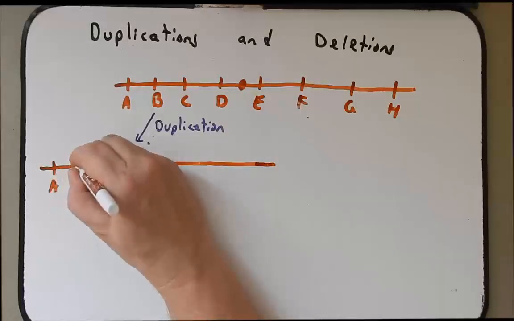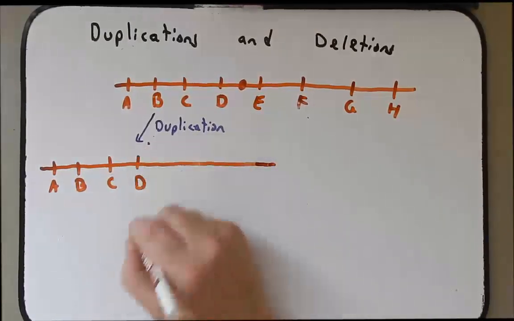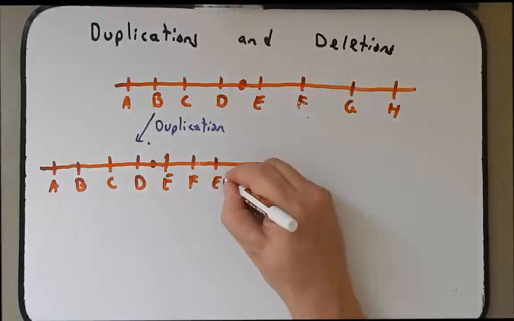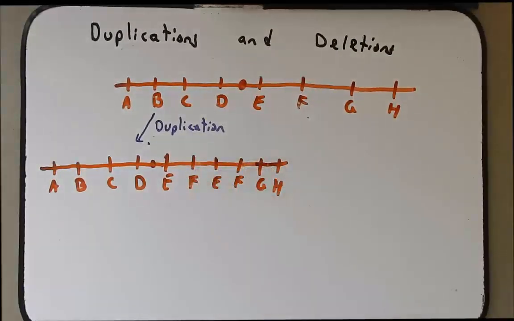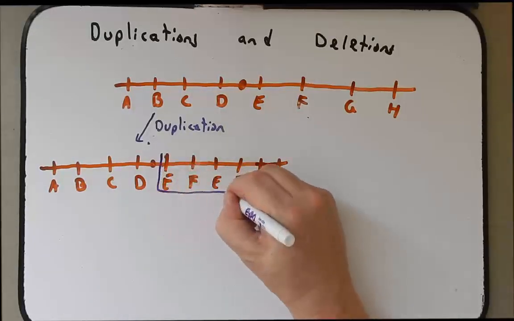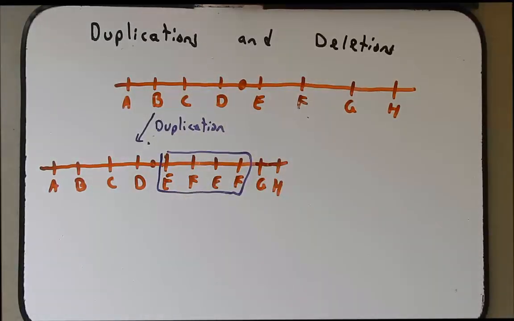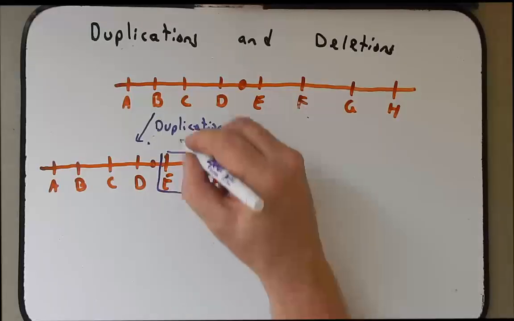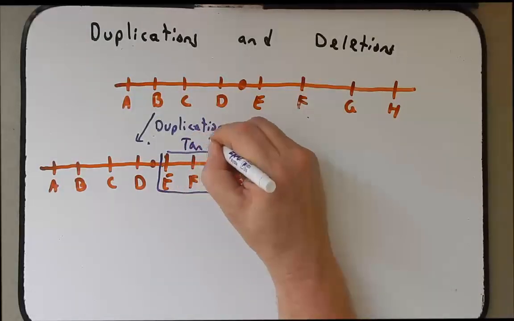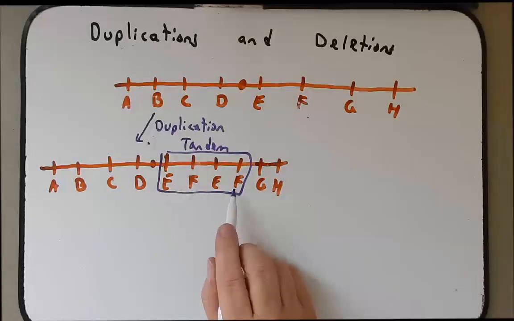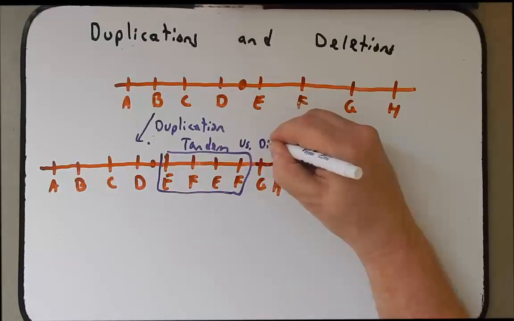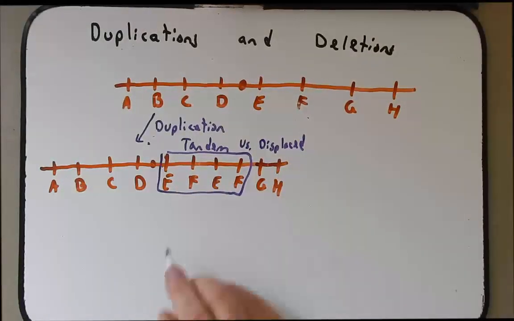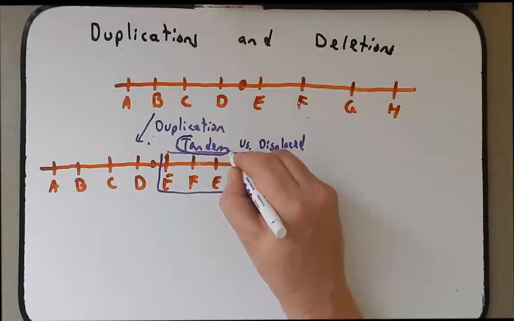So let's say now we have A, B, C, D, E, F, G, and H. And you can see here what's happened is that the chromosome has been duplicated right here, E and F. So it's been copied twice. When they're right next to each other, like we see here, we call this a tandem duplication. If they're not right next to each other, either the EF has been placed far down on the other end of the chromosome or maybe even on a different chromosome, we would call that a displaced duplication. But what we see here is a tandem duplication.